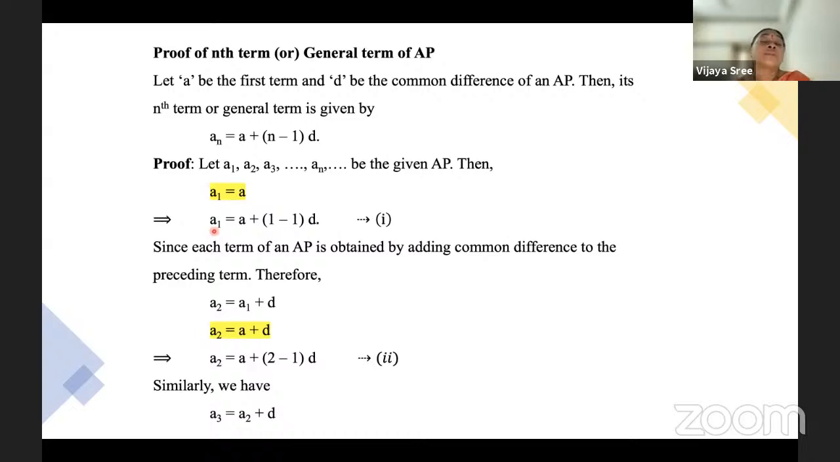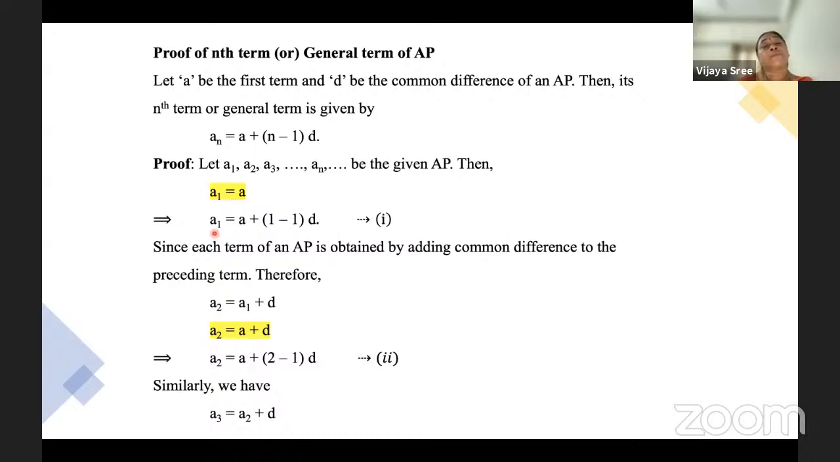A1. So that's why the term number is 1. Term number minus 1, into D. So 1 minus 1 gets cancelled, so this is 0. 0 into D, we get 0. So this term is totally gone. That's why we get A1 equals A.